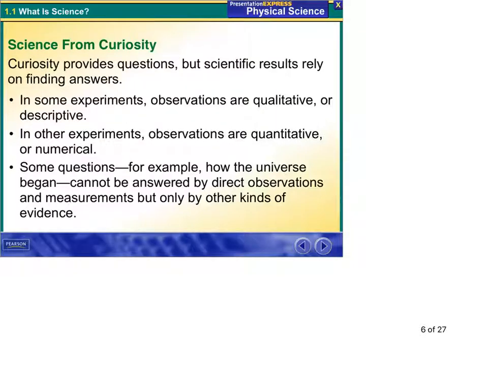Curiosity provides questions. Scientific results rely on finding answers. Sometimes our observations are qualitative or descriptive, or they might be quantitative or numerical. Some questions can't be answered by direct observation, but by other types of evidence. How the universe began, no way can we know for sure, but we gain ideas.